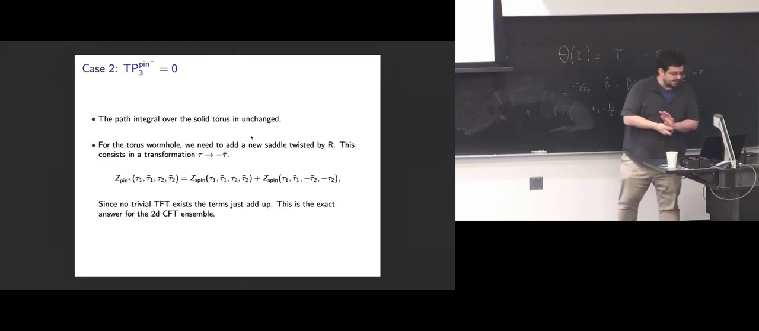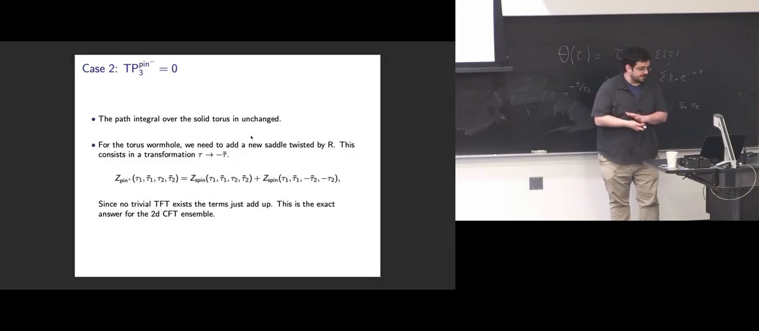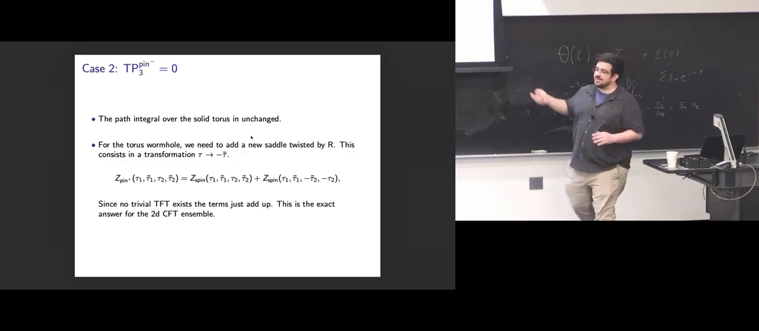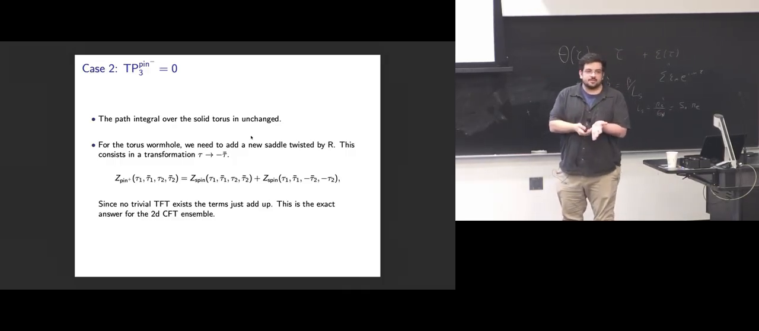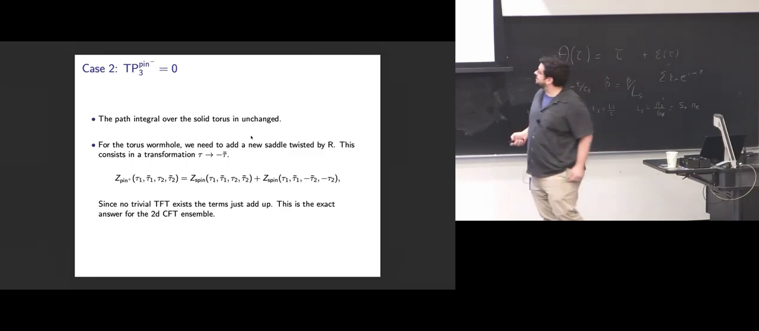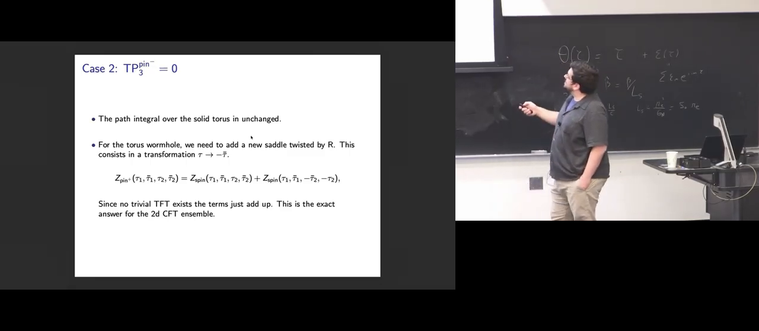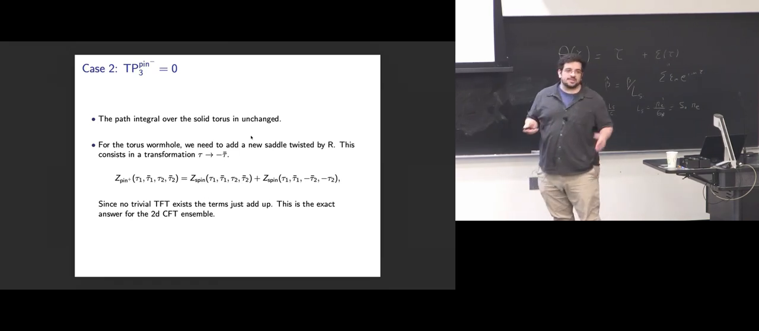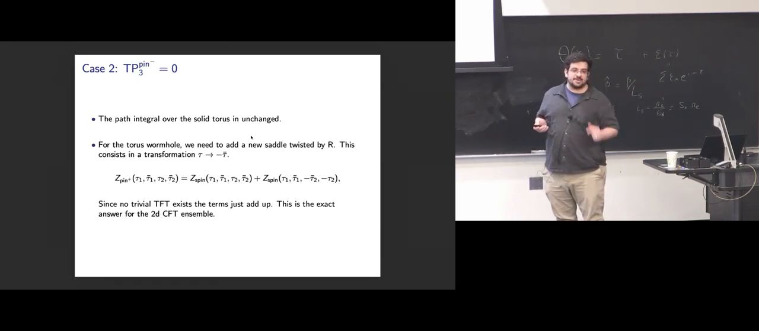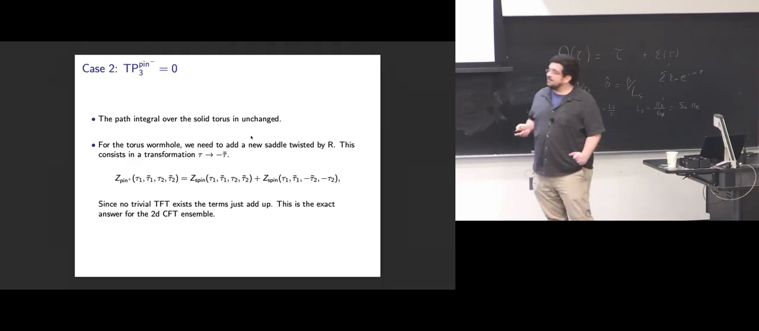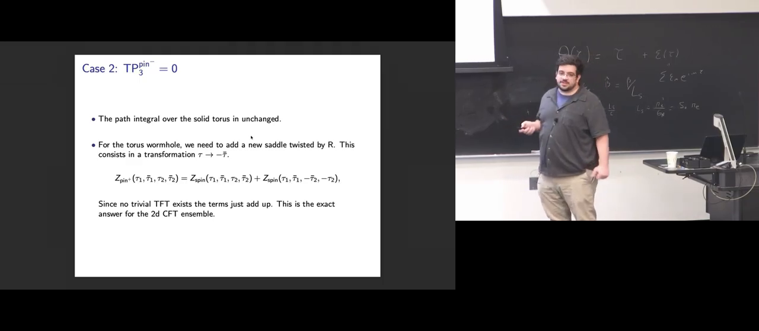Okay, let me discuss now a case with unorientable pin minus surfaces. In this case, there is no non-trivial field theory to add, but this will be useful in a minute. The path integral over the solid torus is unchanged. For the torus wormhole, we need to add a new saddle twisted by R. Usually, we just have the RT symmetry implied by the CPT theorem. But if we have unorientable surfaces, it means that we are gauging time reversal or parity in the bulk.